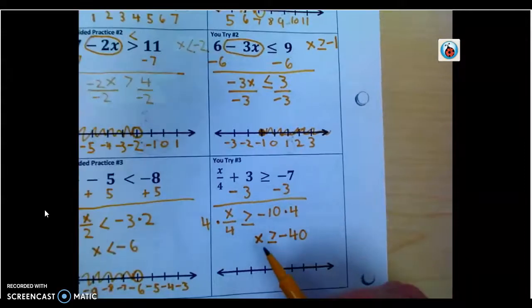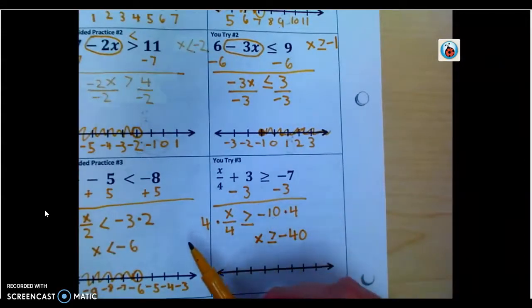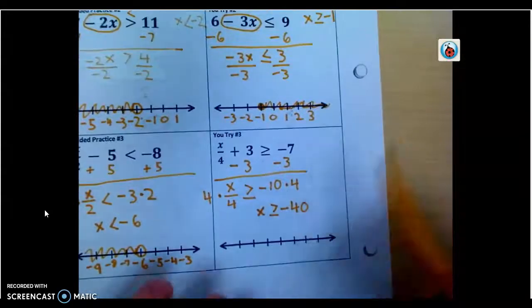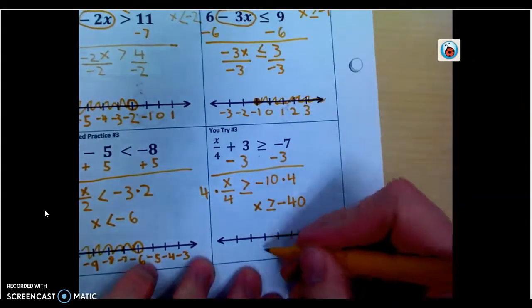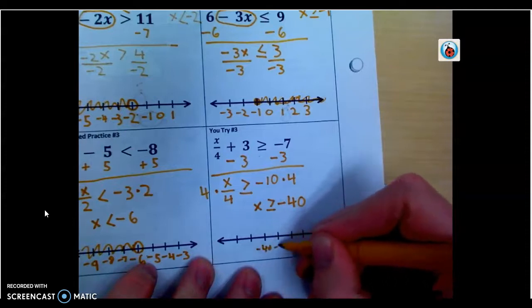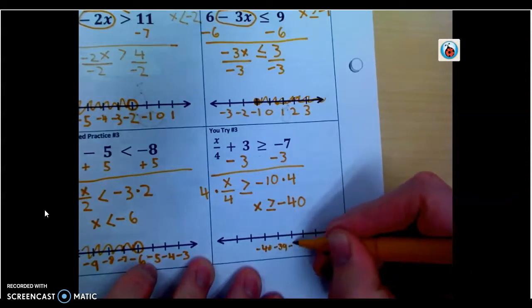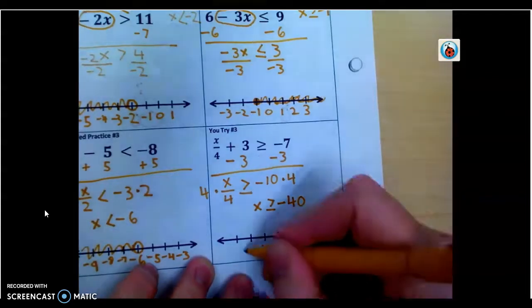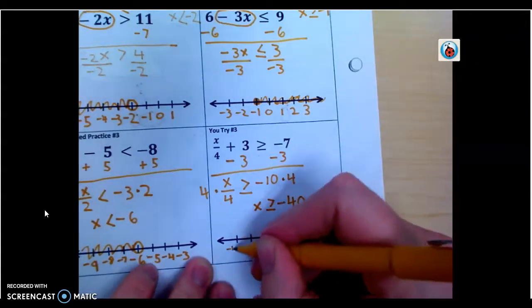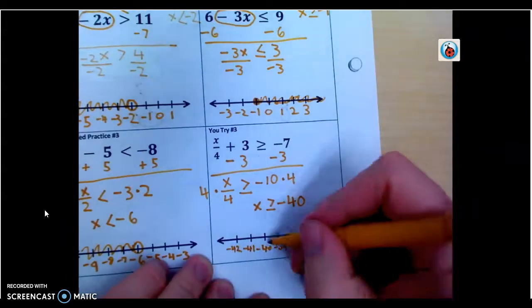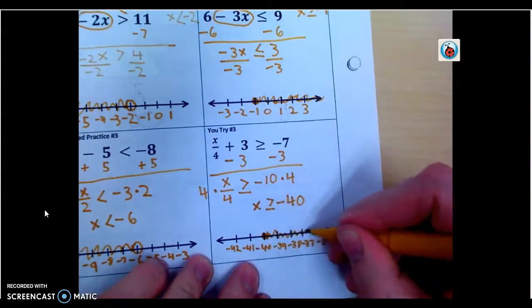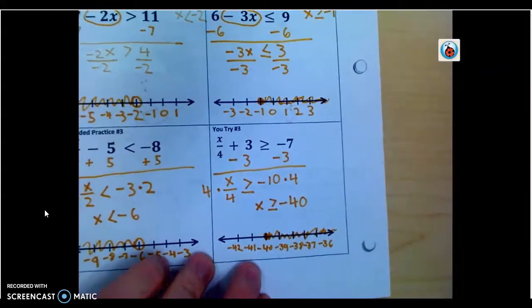Yes, there's a negative in the multiplication, but just like the previous example, I am multiplying by a positive number, so the sign does not flip. So I got negative 40, negative 39, negative 38, negative 37, negative 36, negative 41, 42. Closed circle at negative 40, shading to the right.